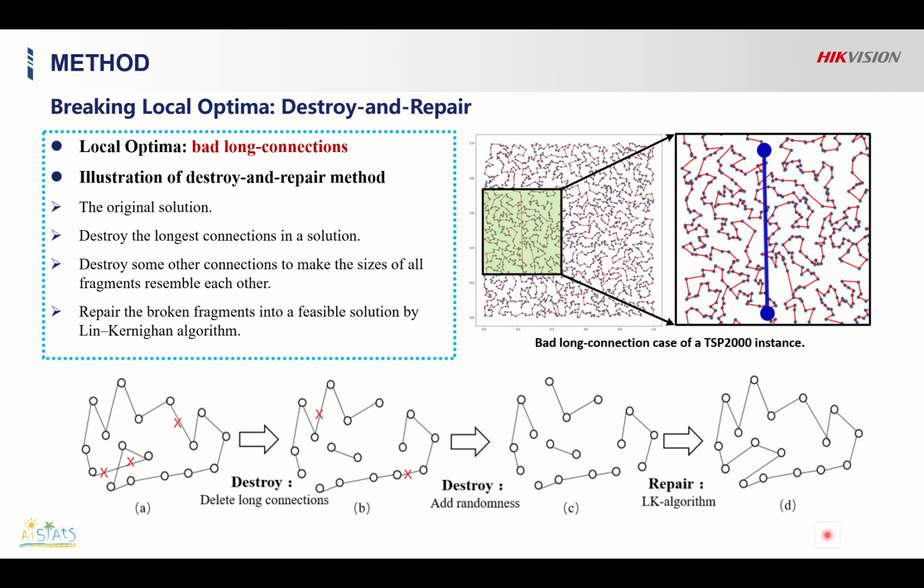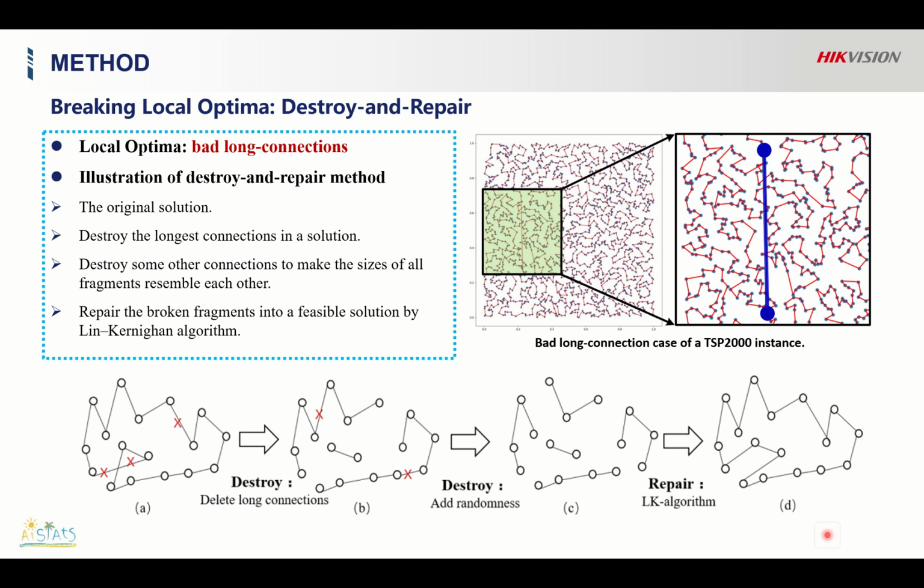The second essential step of our framework is the destroy and repair operator. In our early experiments, we found some bad cases. There always have been nodes with long distance but connected together. We call this bad long connection cases. Here is an example in TSP 2000. We introduced an operator called destroy and repair to handle them.